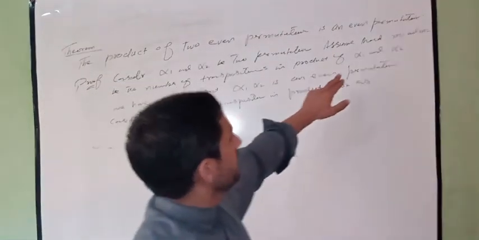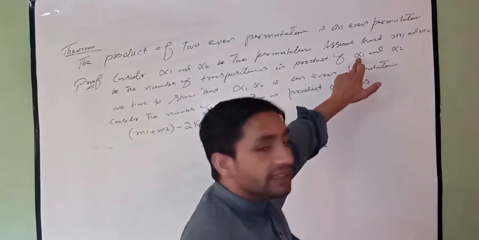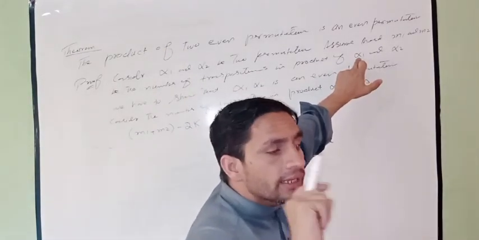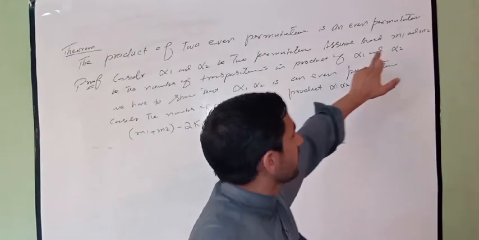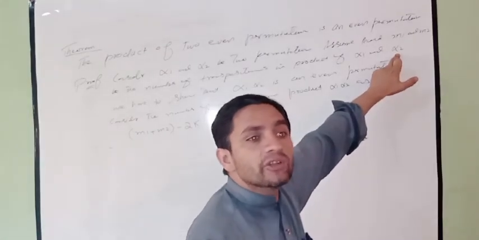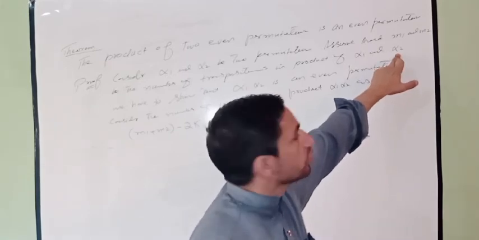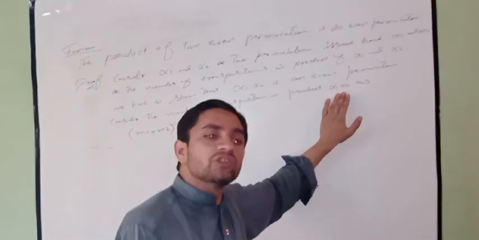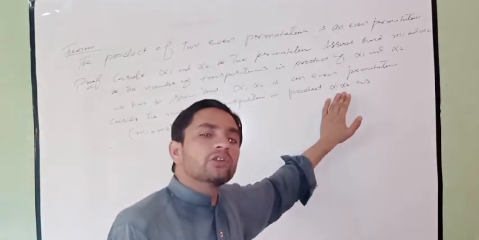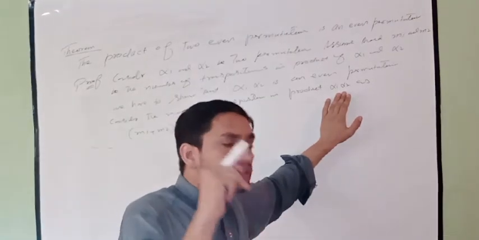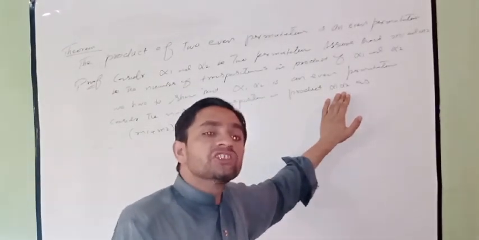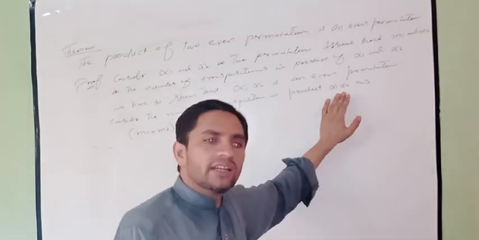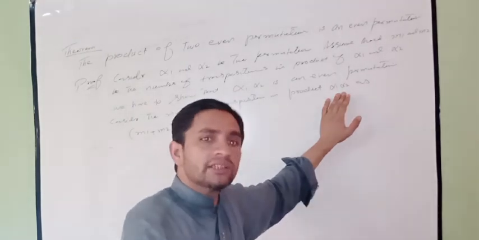This is the same as we have found: alpha 1 is an even permutation, so it has m1 transpositions in the product, and alpha 2 is an even permutation with m2 transpositions in the product. In the same sense, the product of alpha 1 and alpha 2 should have a number of transpositions that is the sum of m1 plus m2, the number of transpositions in alpha 1 and in alpha 2.